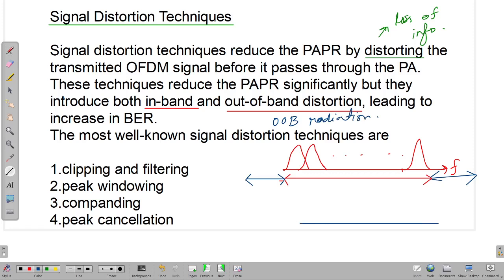When you have the signal in the time domain, you sometimes have peak values and sometimes lower amplitude values. When you abruptly clip the peaks, bringing these values down to a particular value, then in the frequency domain this will result in spectral widening.